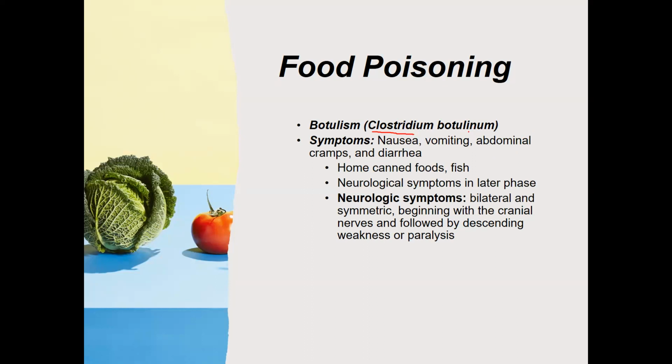But lots of different nausea, vomiting, abdominal pain, cramps, etc. Canned foods is going to be your big association here, especially home canned inappropriately. You can have neuro symptoms later in phase. And typically with your botulinum toxin, what type of paralysis are you having?